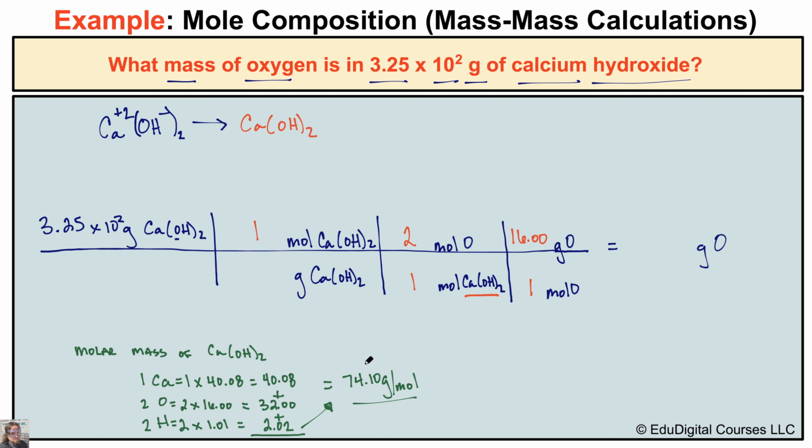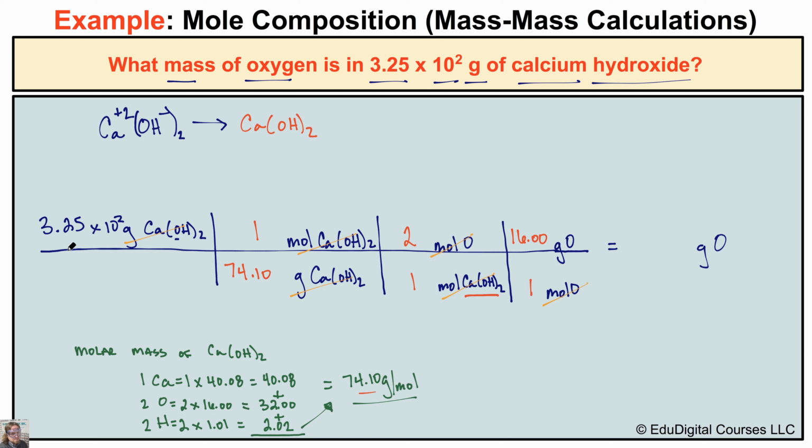So now we can go ahead and plug this right into here, 74.10 grams. Now if we take a look at what happens, we can see that we have grams of calcium hydroxide in the numerator and in the denominator. They can cancel. We have moles of calcium hydroxide in the numerator and denominator. They can cancel. We have moles of oxygen in the numerator and denominator. They can cancel, leaving us with grams of oxygen left over.